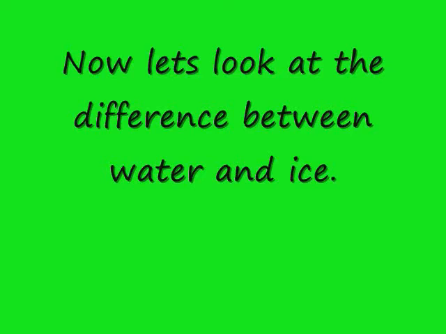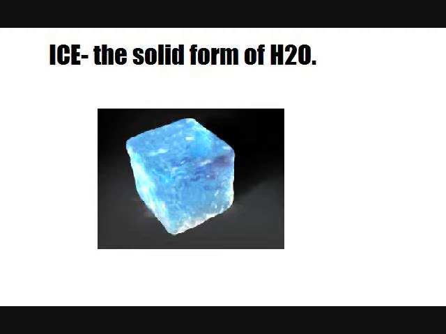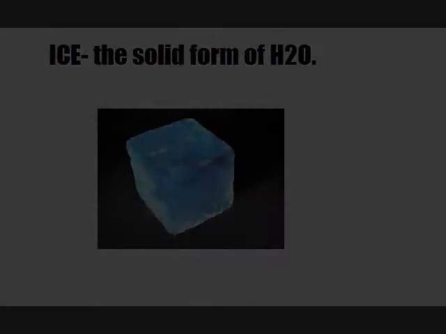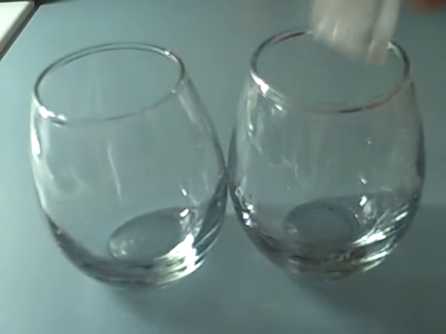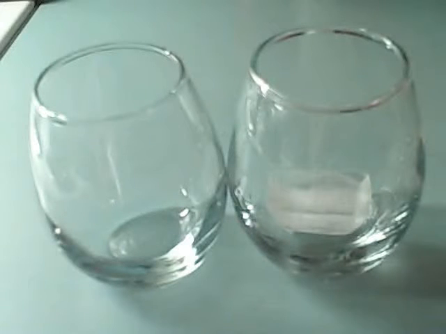Now, let's look at the difference between water and ice. Water and ice are made up of the same elements. Water is the liquid form, and ice is the solid form. First, let's look at ice, the solid form of H2O. As you can see, when the ice was placed in the cup, it did not take the form of its container. It stayed in the shape of an ice cube.